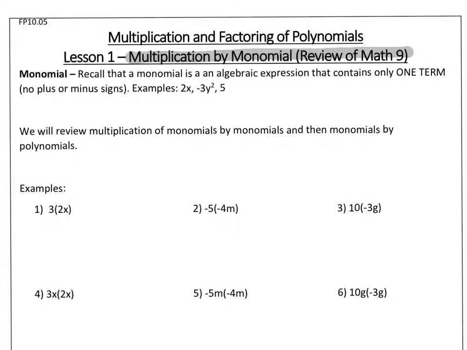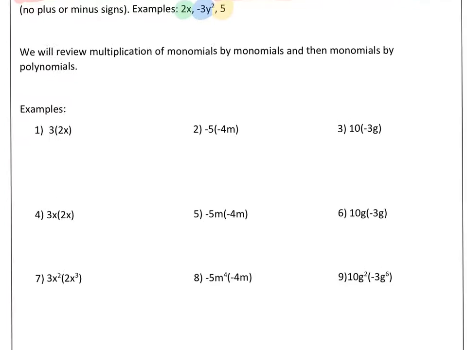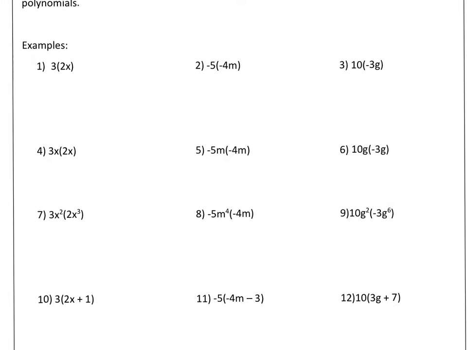Remember that a monomial is an algebraic expression that contains only one term, so meaning there's no plus or minus signs in between the terms. So for example, 2x is a monomial, negative 3y squared is a monomial, 5 is a monomial, okay? So just one term. So we're going to look first at monomials multiplied by monomials, and then monomials multiplied by polynomials. So I'm going to do tons of examples here with you. You may skip ahead if you've got it, but I'll do a few of each type.